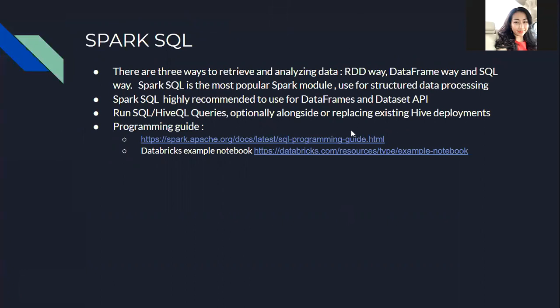So as I mentioned, there's three ways to get the data. There's the RDD way, there's the data frame way, and there's the Spark SQL way. Spark SQL is the most popular Spark module because it's exactly like how you would write normal SQL. So you can see here the Databricks notebook and the programming guide. But we also have the option with our own notebook that we will start now.